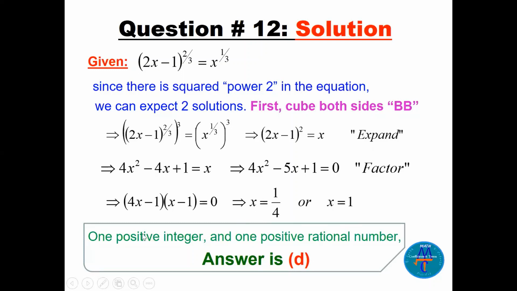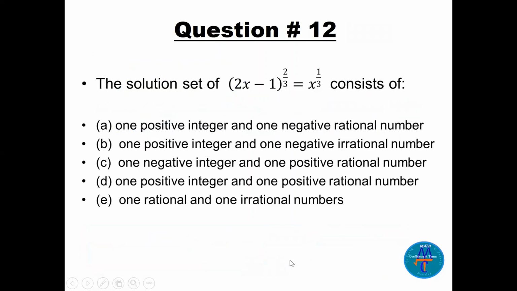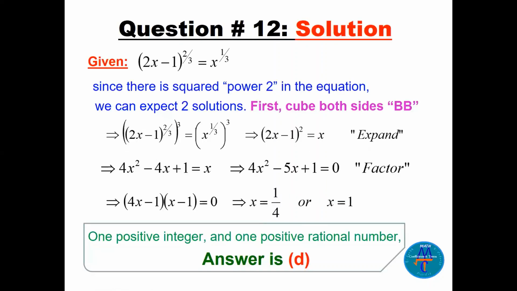So let's see here. One positive integer, this is a positive integer here, and one positive rational, you can check there. And then the answer, one positive integer, one positive rational number. You have to know the positive integer, rational, irrational. So the answer is D.